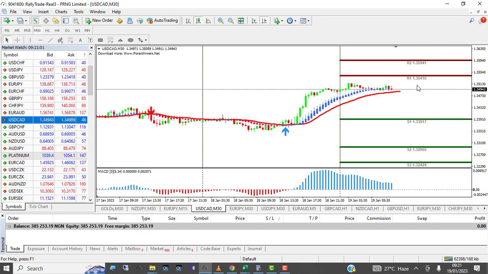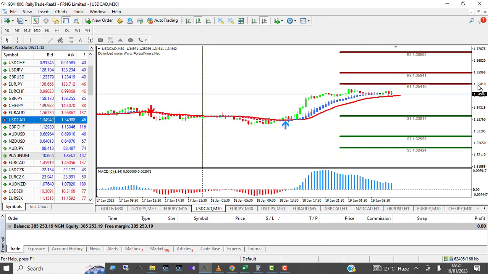So we also have resistance 1, resistance 2, and also resistance 3. This can also guide you. Let me also show you the resistance 3. This can also guide you in setting stop loss and take profit, and it can also show you the best place to pick a trade.